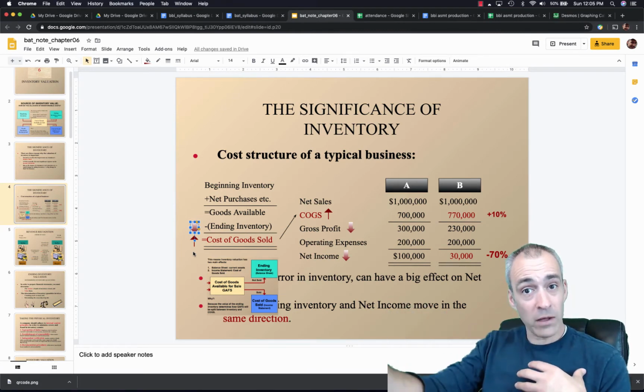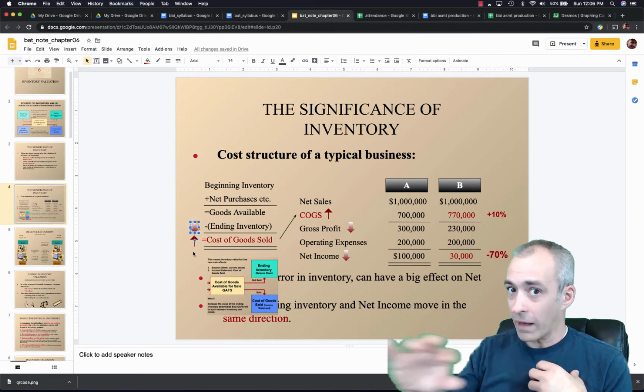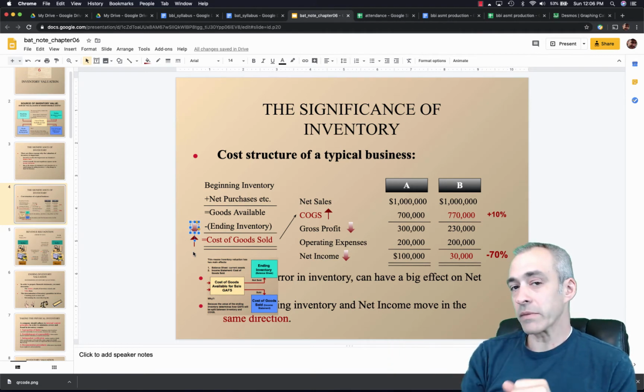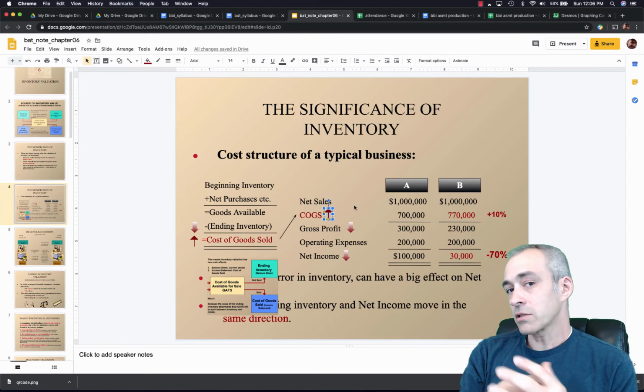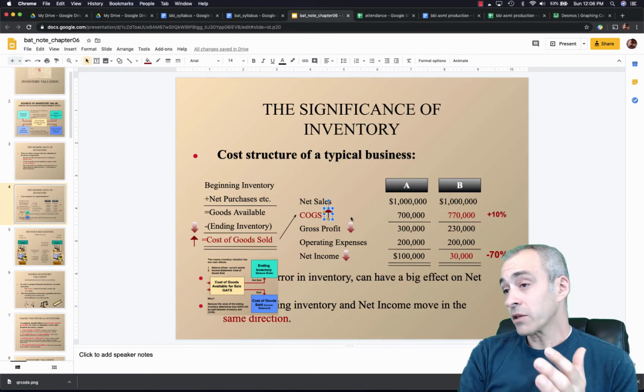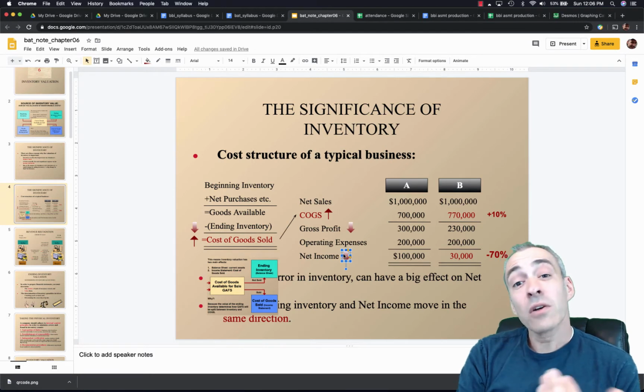So more value will go, not more quantity, more value, cost value will go to the income statement as cost of goods sold. So flip over here. That means cost of goods sold is higher. That'll mean gross profit is lower, which means your profit is lower. But look at the quantities.